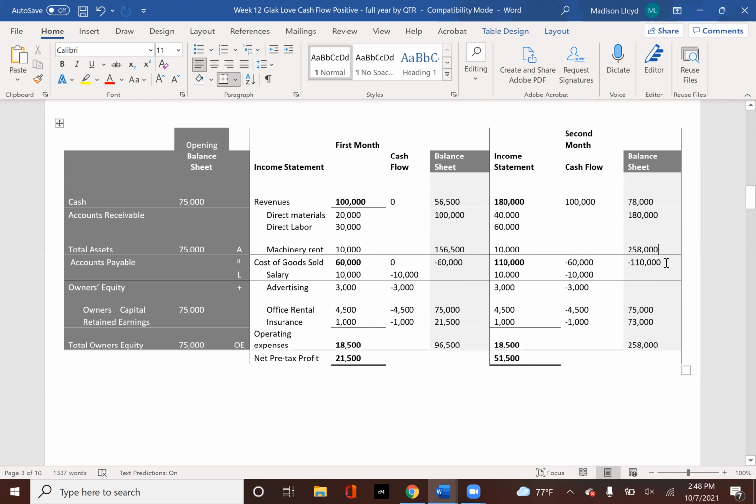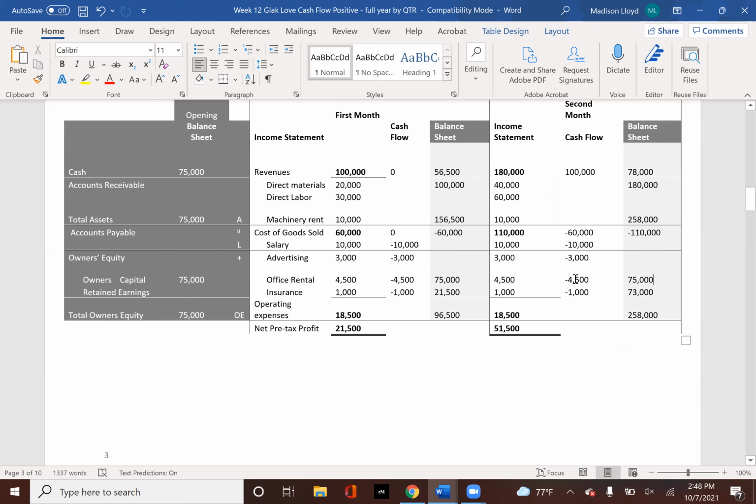Okay, you record your accounts payable right here because you don't have to pay this $110,000 cost of goods sold until next month. So you record it right here. Your owner's capital is always going to be $75,000 because that's what he initially invested. Your retained earnings. So that's going to be the earnings that you have retained throughout all of this. So it's your profit from the first month plus your profit from the second month to get all of your retained earnings, which is going to equal out to $73,000. Your total owner's equity is going to be this plus this equals that.